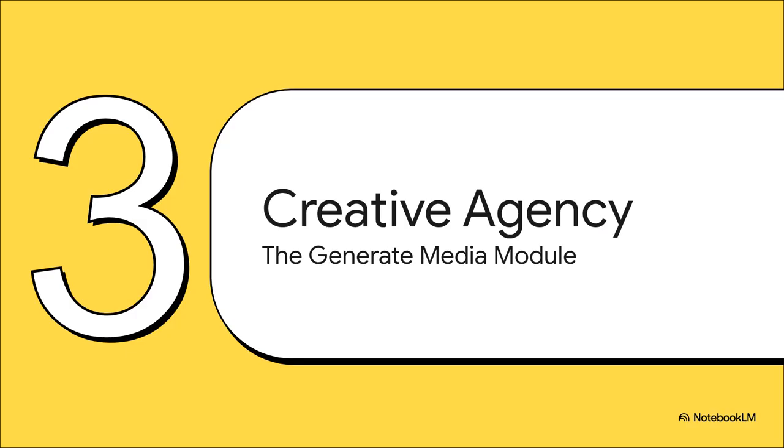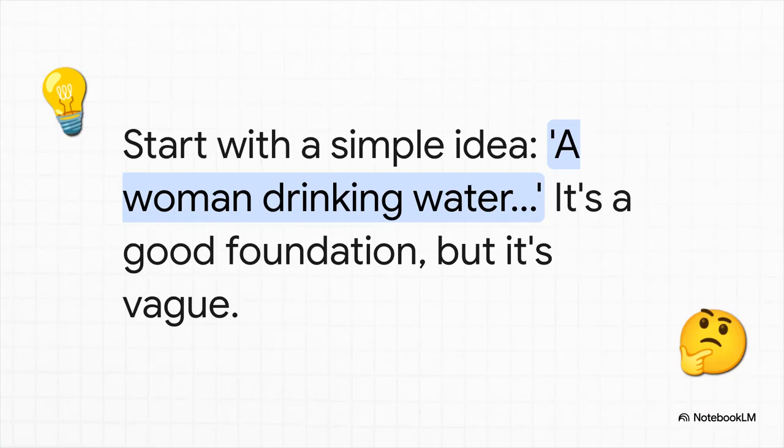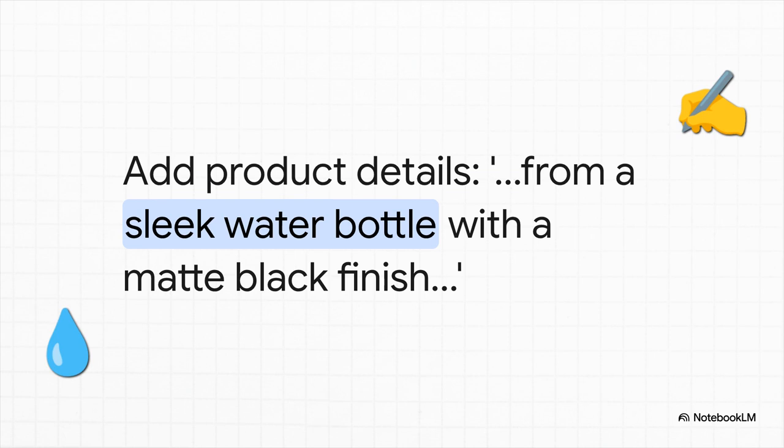All right, next up, let's talk about how you can become your own on-demand creative agency. We're talking professional-grade visuals. Now, the real key to getting great AI images is being specific. So we'll start with a really simple idea, just to get going. A woman drinking water. It's a start, but it's pretty vague. Okay, now we add some detail, we make it more concrete. Let's give her a sleek water bottle with a matte black finish. See, now the AI has actual objects and textures it can work with.